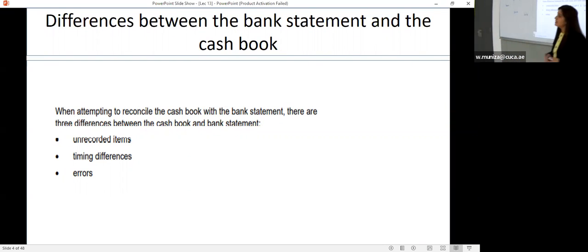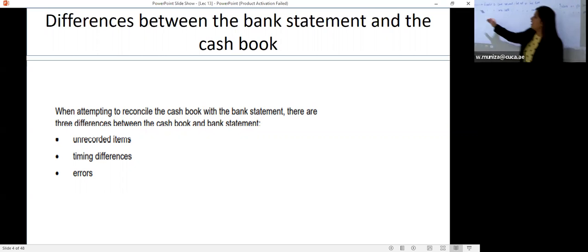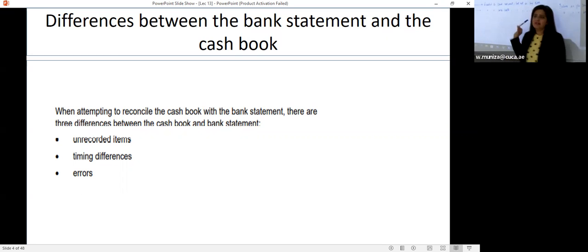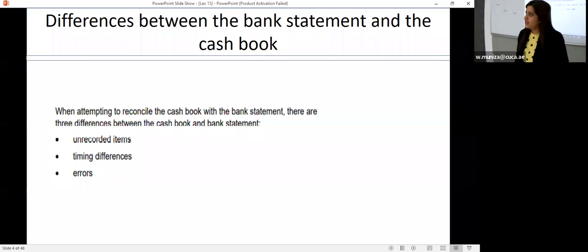So the timing differences can arise because of those items which are recorded in the cash book but not in the bank statement. All the unpresented checks or uncleared lodgements or outstanding checks, those items which arise due to the timing differences, are then going to be recorded in the bank statement because in the cash book they are already recorded.